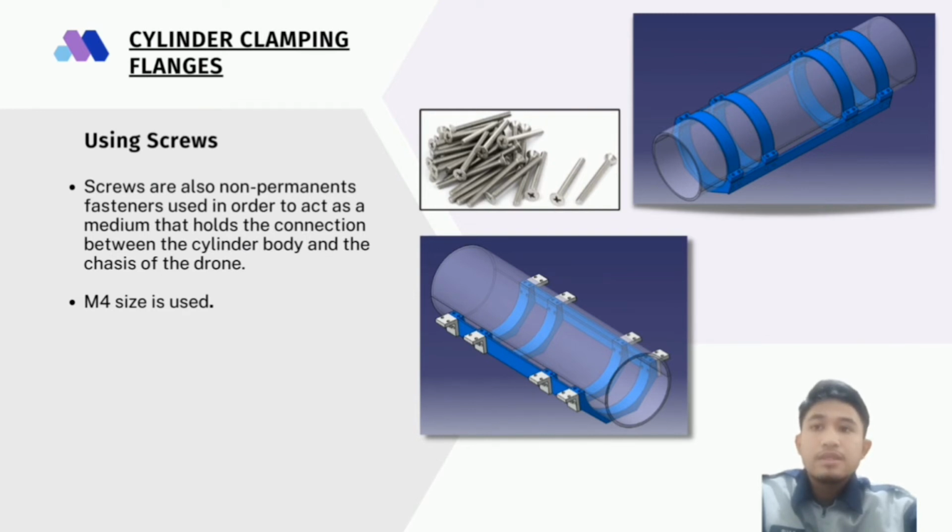This is the same as the bolt and nut, which is a non-permanent joint. It is used to hold the connection between the cylinder body and the chassis of the underwater drone. And a full-size screw is used.